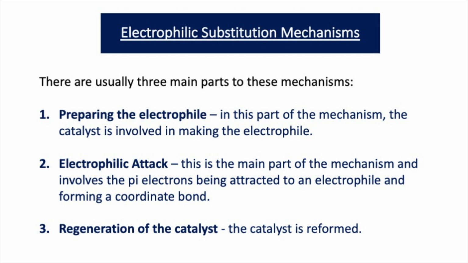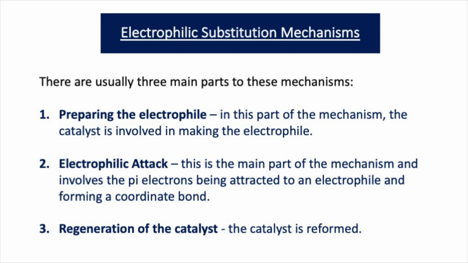Now, remember from our previous video on the structure of benzene that benzene has a delocalized ring of pi electrons caused by p orbitals overlapping above and below the ring, and there are 6 pi electrons in this delocalized ring of electrons, and a pair of these electrons are attracted to an electron pair acceptor to form the coordinate bond.